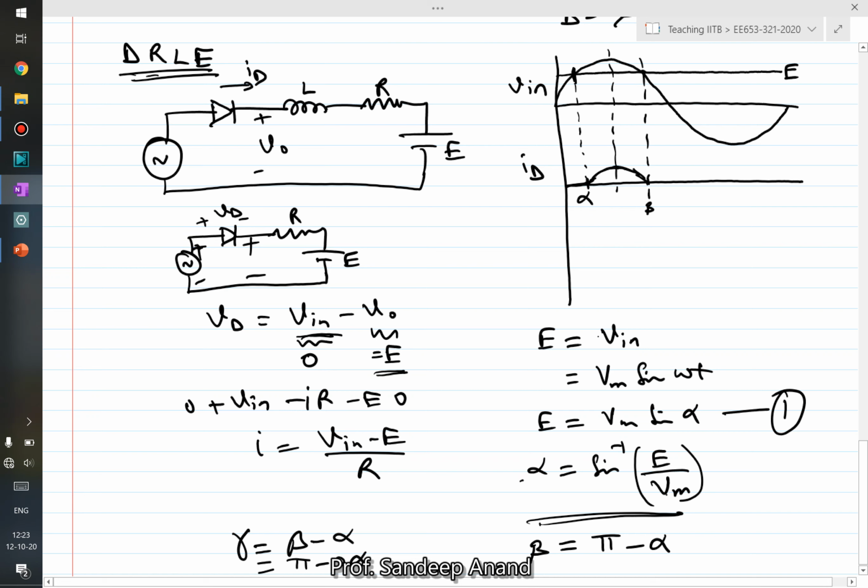We know the value of alpha, so we know the value of gamma, which is the duration for which the diode will conduct. Once we have found the instants alpha and beta, we have got the diode current. Now what happens after this instant? After this instant, the diode will not conduct because your input voltage is less than E, and the input will remain less than E for the whole duration. So it will not conduct, it will just remain 0.